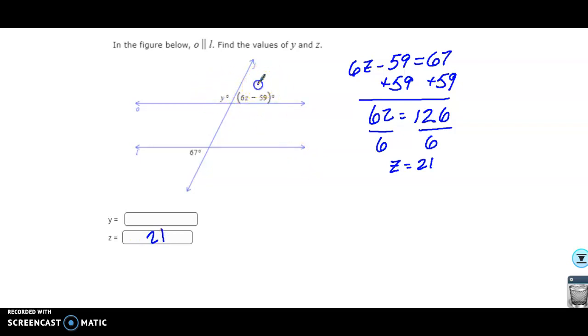Well, if we know that this is 67, we know that these two together are 180. So all you have to do to solve for Y then is to do 180 minus 67. And I'm not going to do that for you. You got to do something here. I'm not giving it all away for free.